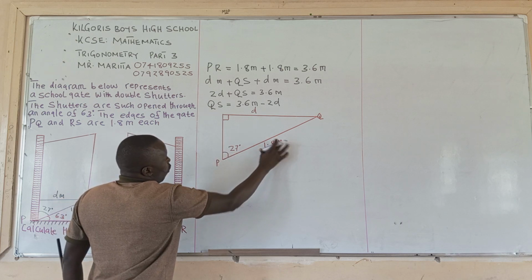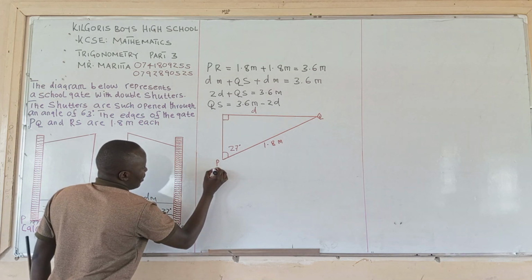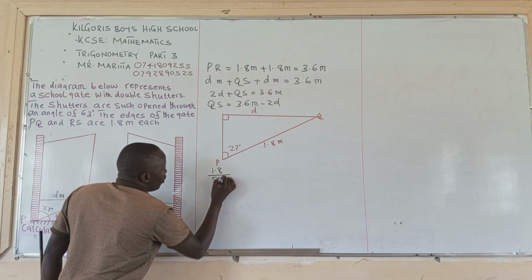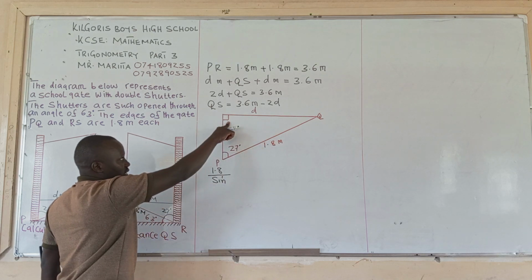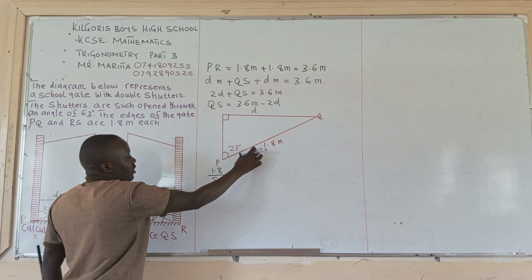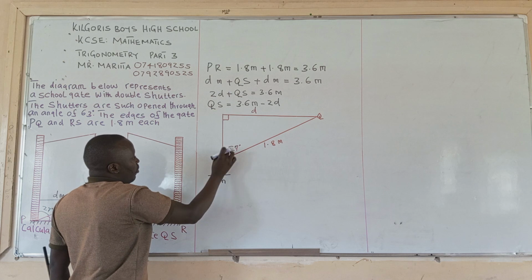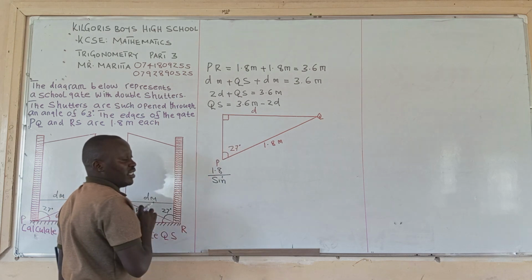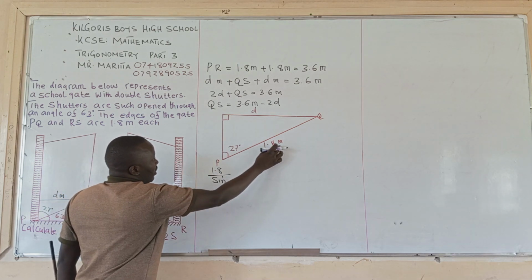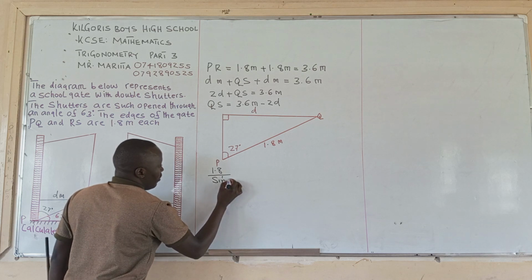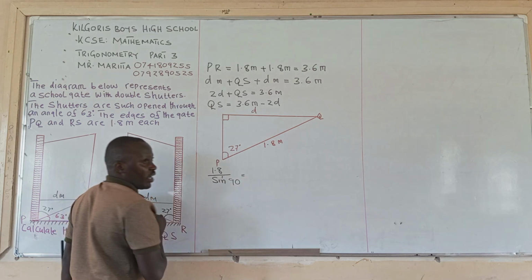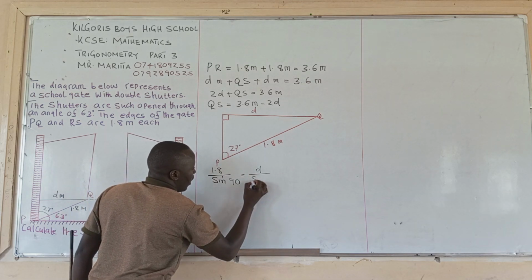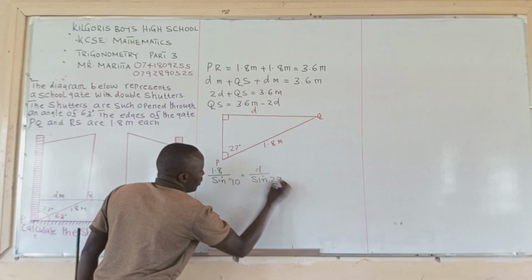So we can have 1.8 in the sine rule. We have 1.8 all over sine of the opposite of 1.8, which is 90 degrees. The opposite of 27 degrees is just d. So we can write 1.8 over sine 90 equivalent to d over sine 27.